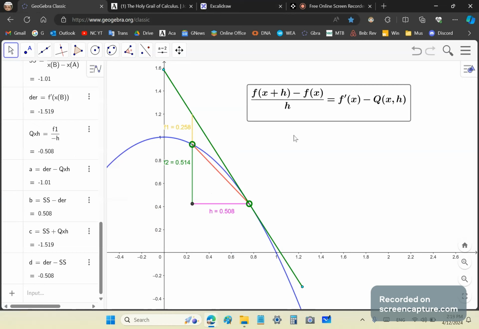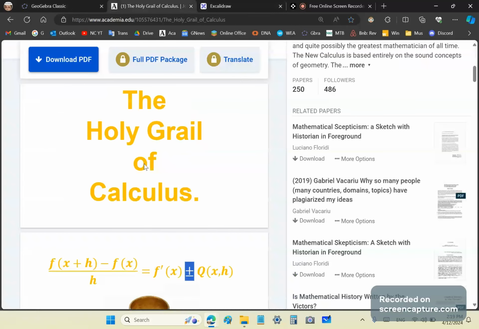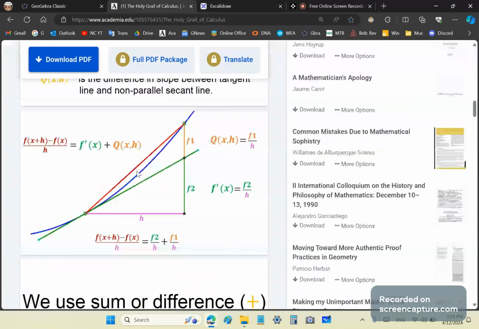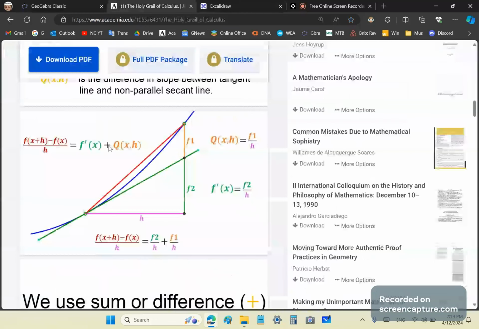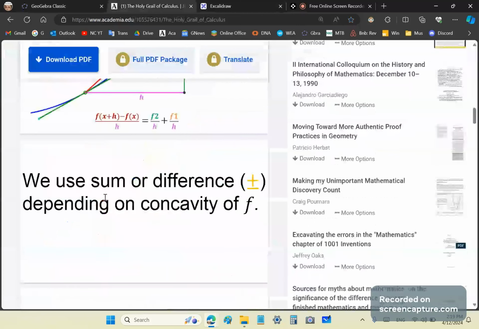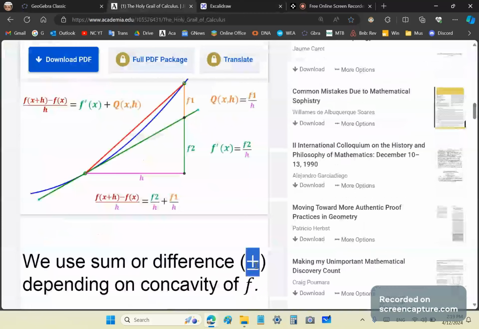If, for example, you have a curve like this, which is concave, which is not the same as the one that I use in this example here. Okay, I mean, this is concave up and this is concave down, right? So if it's concave up, you use the sum. So you'd say that the secant slope is equal to the derivative slope plus the difference, okay? And it shows you how to do the rest. And so you determine whether to use the sum or difference based on the concavity of f. If it's concave up, then you'll be using the sum, depending on which side of the curve.